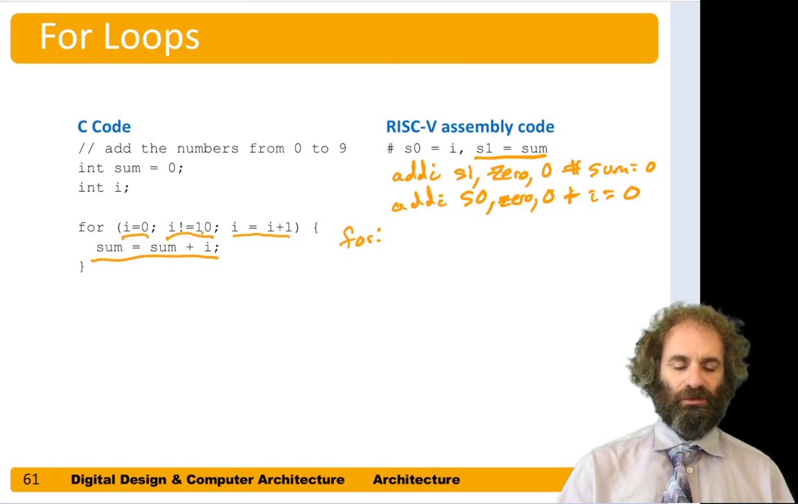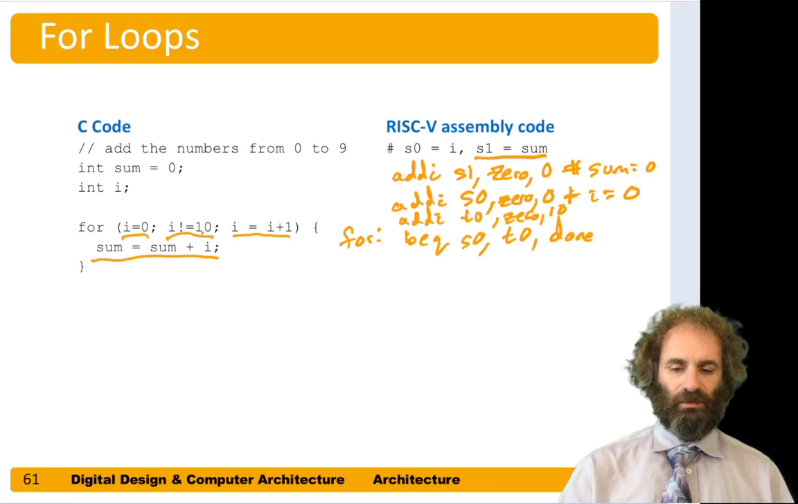We'll have a label here at the start of the for loop because this is where we'll return on each iteration. So if I is not equal to 10, we want to leave the loop. So we'll do a branch equal: if I is equal to some temporary register containing 10, then we'll go to done. And let's put temporary 0 holding the number 10. So if I is equal to 10, we leave the loop. Otherwise, we do the body.